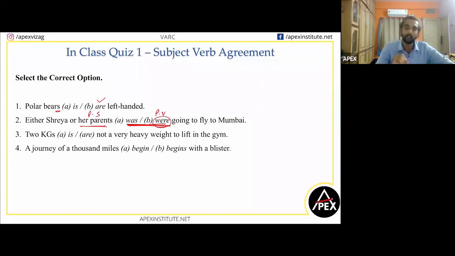Okay. Next, 2 kgs dash not a very heavy weight to lift in the gym. Forget about how many kgs it is. So if I am replacing this 2 kgs, very simply think, if I am replacing this 2 kgs with it, what will I use? Is, no? So definitely it's going to be is. Yeah, collective noun will be singular, but this is not a collective noun. Shri, you're right about collective noun being singular, but 2 kgs is not a collective noun. This 2 is just an adjective, no?